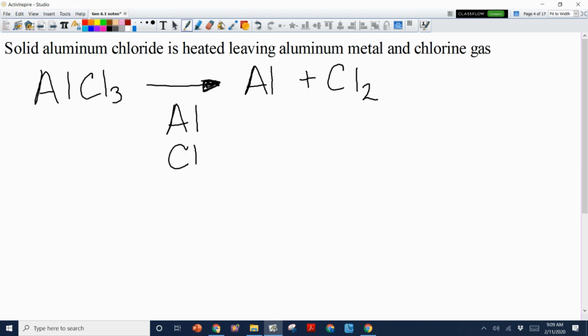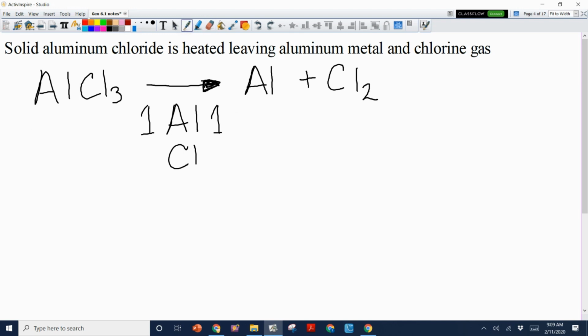Then I start counting. On the left-hand side of the equation, I have 1 atom of aluminum, so I'm going to put a 1 there. And if I look on the right-hand side of the equation, I also have 1 atom of aluminum. So I have 1 on both sides. That's great. That's already balanced.